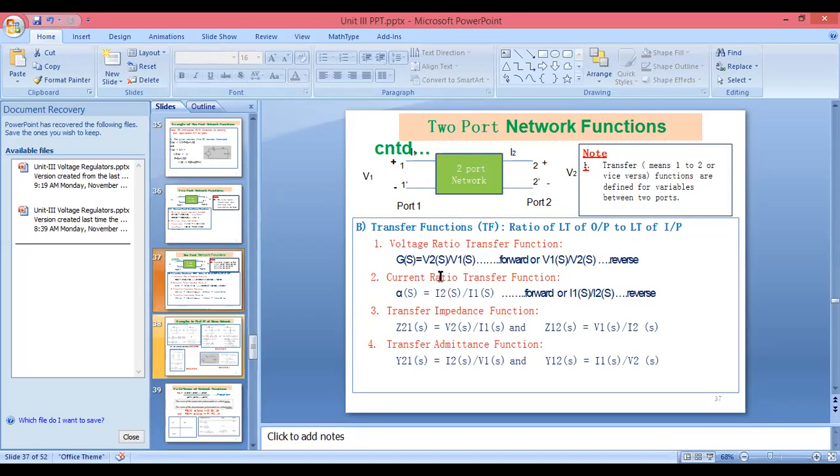In that way we can calculate the current ratio transfer function. That will be again the ratio of output current with respect to the input current. But here, if you see in the two-port network function, we can denote the voltage ratio transfer function by the letter G of S, and we can calculate G of S as V2 of S upon V1 of S. If you see the current ratio, we can calculate it as I2 of S upon I1 of S, and we can call this a forward current ratio transfer function. We can denote that by the letter alpha.